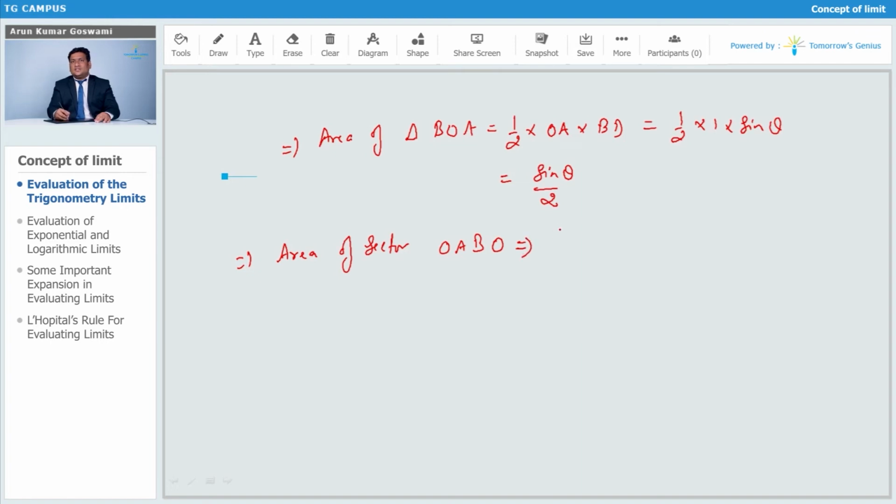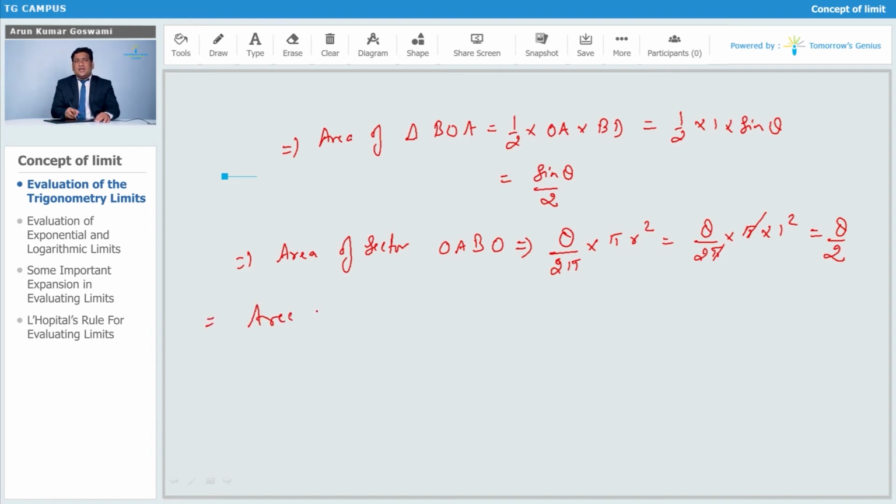So what is the area of the sector? It says that theta by 360, whatever the theta given there for the sector. Theta by 360 means theta by 2 pi into pi r square. Radius is 1. So it means theta by 2 pi into pi into 1 square. So pi cancelled out, and we got just theta by 2. This is my area of the sector.